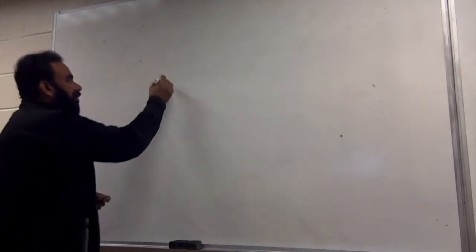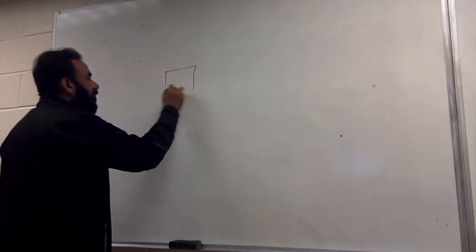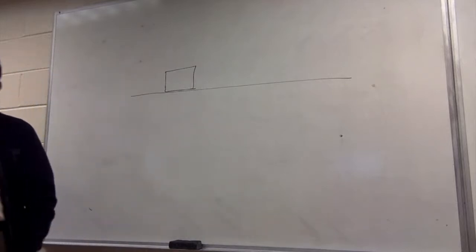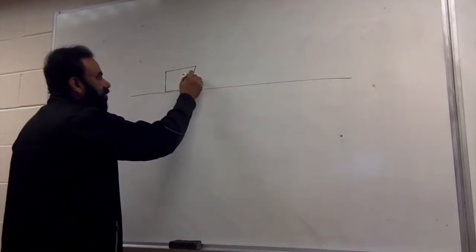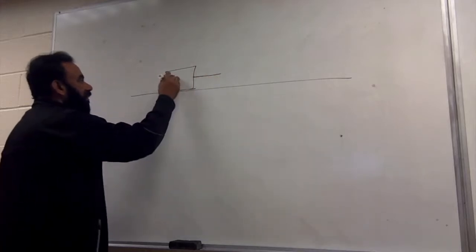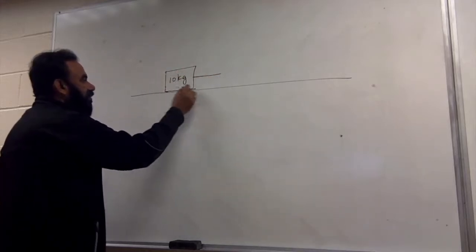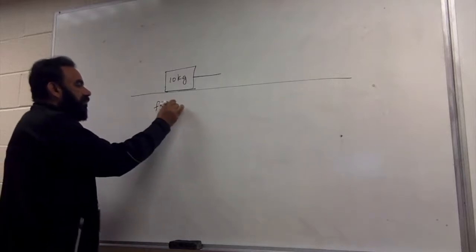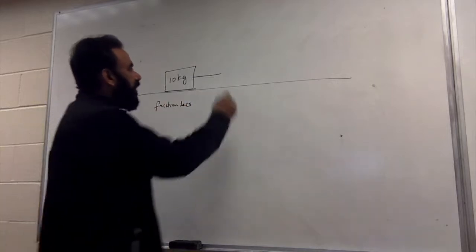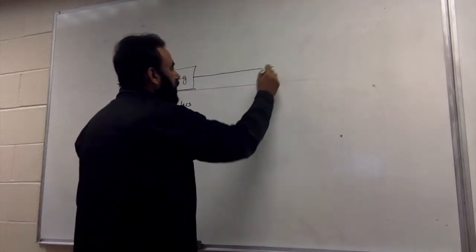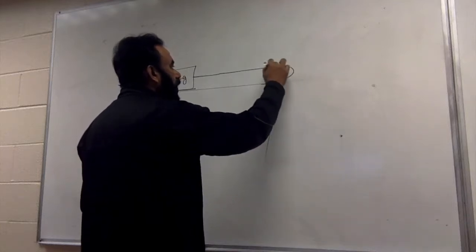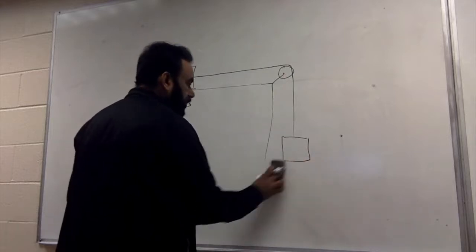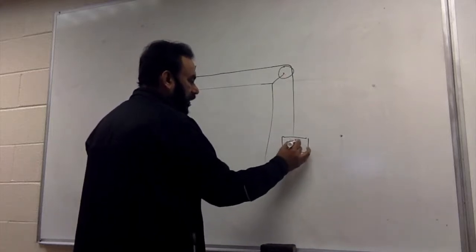Now, another problem is probably this. This object, you must have seen that in your homework probably. Well, there are different kinds of problems. This is a block, let's say, of 10 kilograms resting on a surface which is frictionless. If it is totally frictionless, and then this object is going to roll over a pulley, and there is another object connected here, and this object is 2 kilograms.